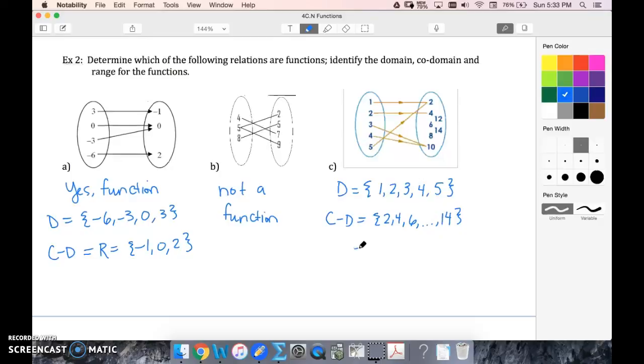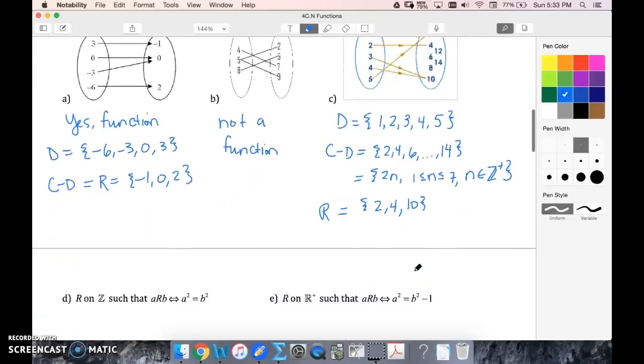So let's see what that would look like. We could say 2n, where 1 less than or equal to n less than or equal to 7. n is an element of integers. It's a little bit more unwieldy than this, but either one is okay. And our range here is the values that we've used, so just 2, 4, and 10. All right, continuing on.